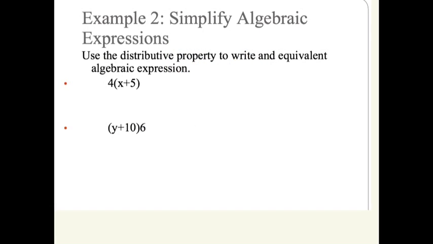We can also use the distributive property to simplify algebraic expressions. As you notice here, we can call this part A and this part B. We've got two different algebraic expressions, and we're going to use the distributive property to simplify. So simply put, we're going to multiply 4 times each of the terms inside of the parentheses, and so I end up with 4x plus 4 times 5. And the simplest way to write this is 4x plus 20.